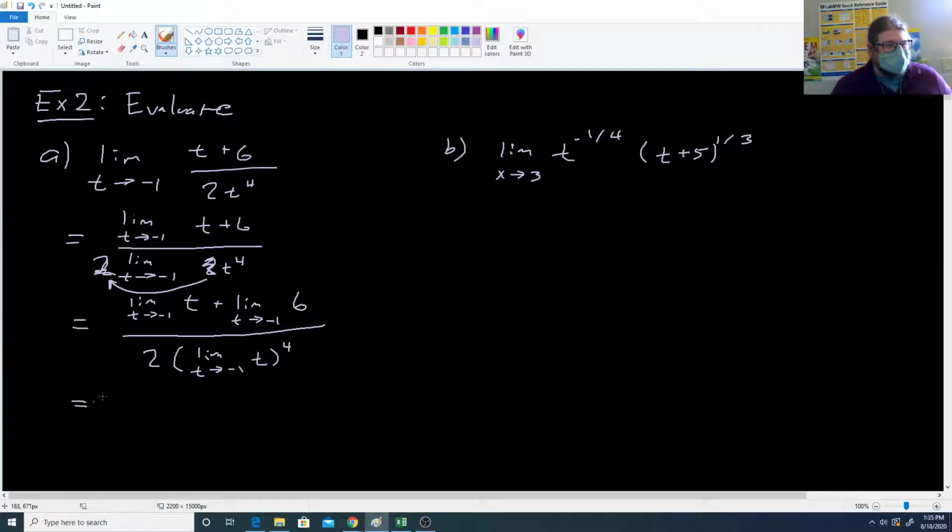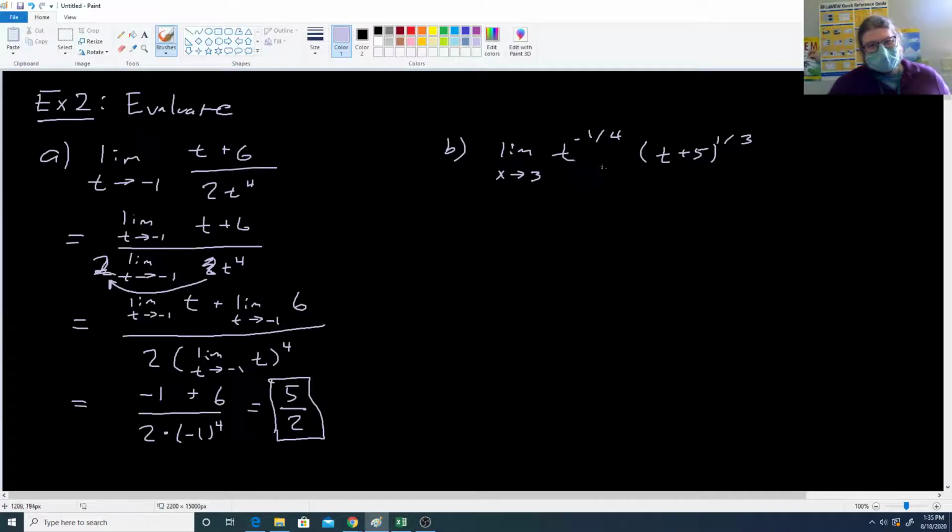And now we can just say, well, the limit as t approaches -1 of t itself is -1. The limit as t approaches -1 of 6: 6 is a constant, so it stays 6. We get 2 times the limit as t approaches -1, that is -1 to the fourth power. And if we work this out, this gives us 5 over 2 times +1, because -1 to the fourth power is +1. So that's going to be 5 over 2.